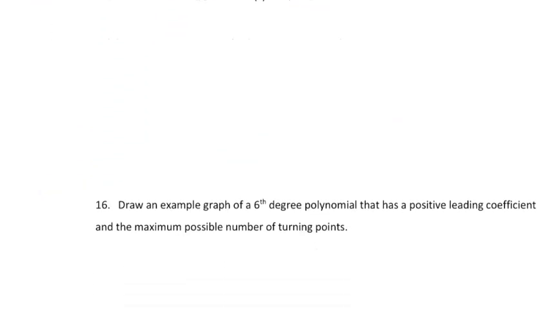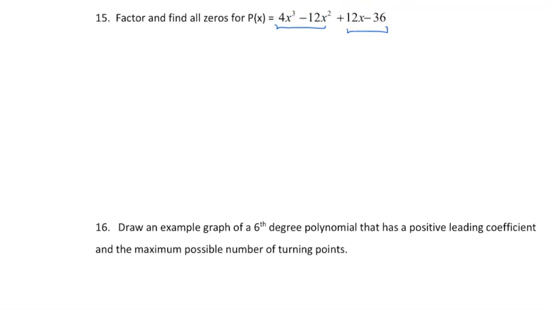Okay, factor and find all the zeros here. So I have 4 terms. That's a gift. Accept the gift. Factor by grouping. So I'm going to look at this group and then look at this group. Okay, let me just slide this down a little bit. There we go.